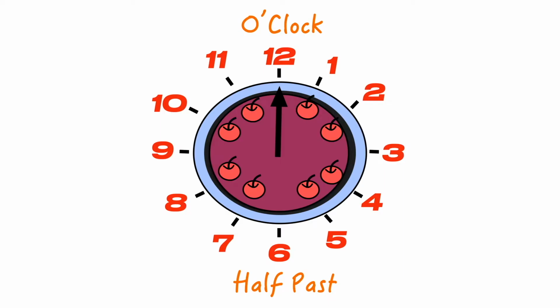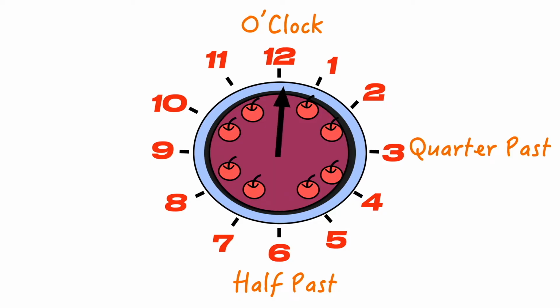When our long hand is pointing to the 12, we should know that that is o'clock, meaning no minutes have passed, it's the start of the next hour. We also should know that when the long hand is pointing to the 6, that means it is half past the hour because the minute hand has moved halfway around the clock to reach the 6.